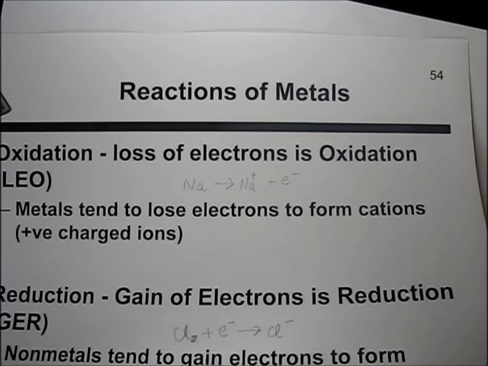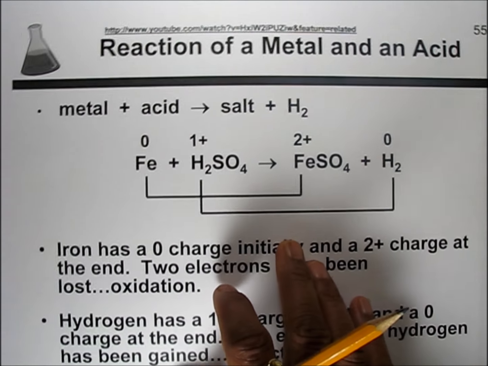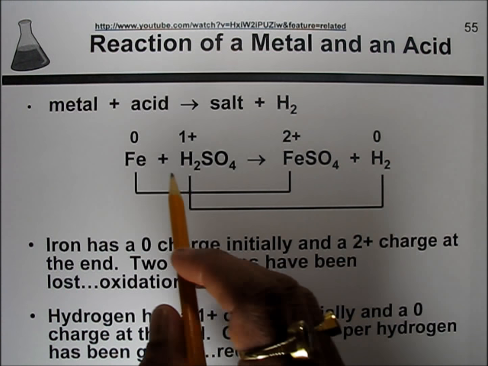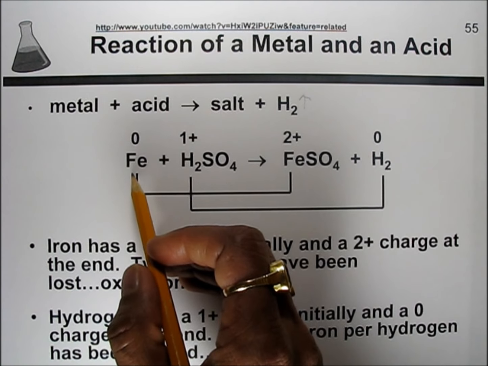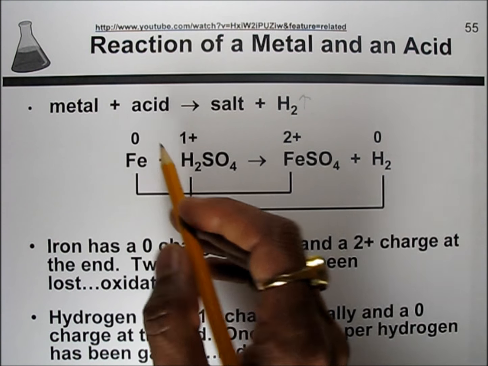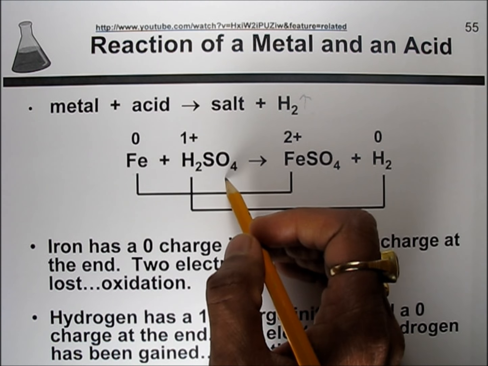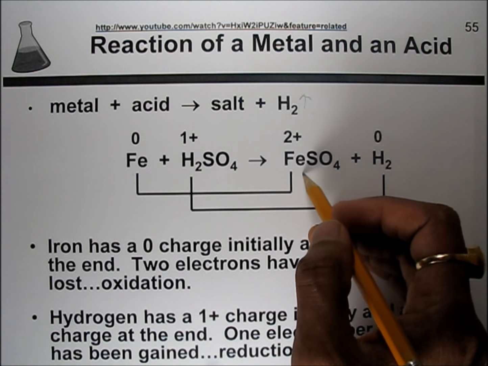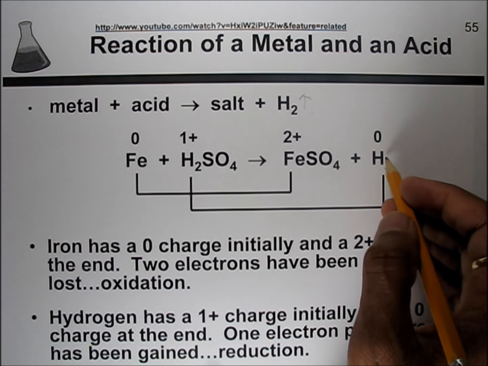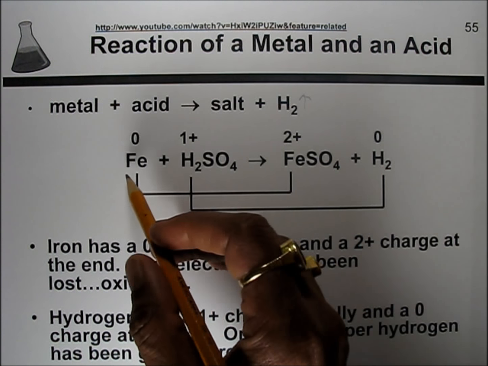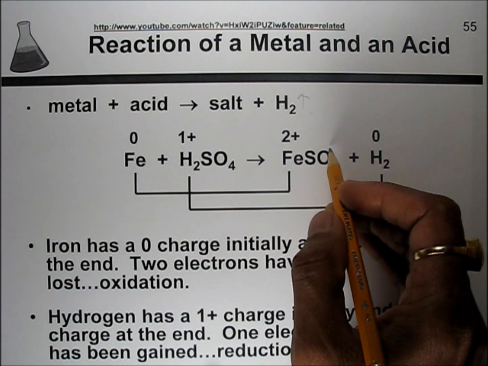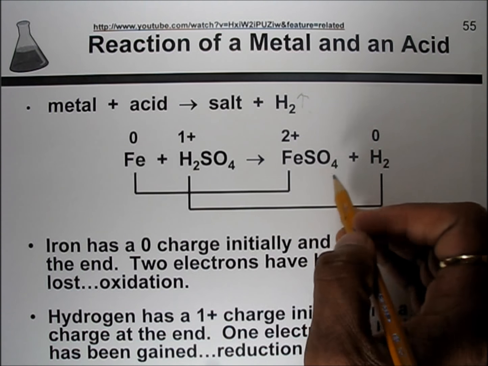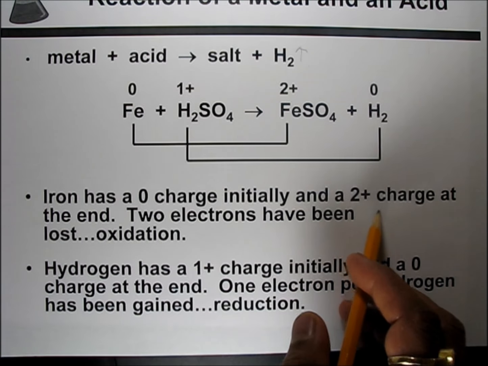We'll see one example to understand this better: the reaction of a metal with an acid. Whenever a metal reacts with an acid, it forms a salt and hydrogen gas evolves. So when elemental iron, which has zero charge, reacts with sulfuric acid, it forms iron sulfate and hydrogen gas. Iron has zero charge initially, but when it is with the sulfate ion, it becomes positive because sulfate has 2 minus. So iron has a 0 charge initially and 2 plus at the end.